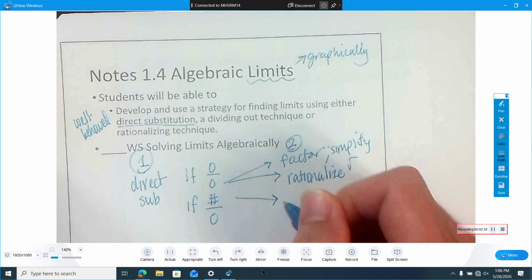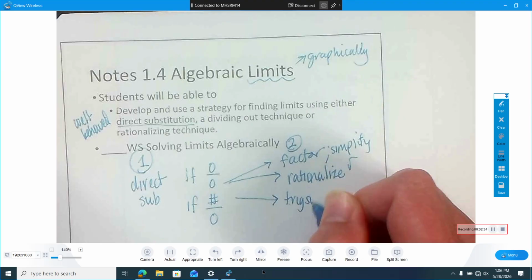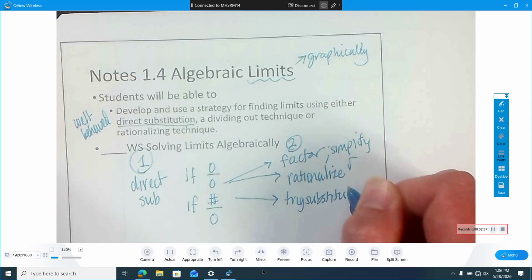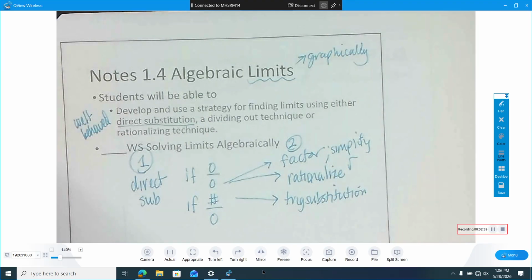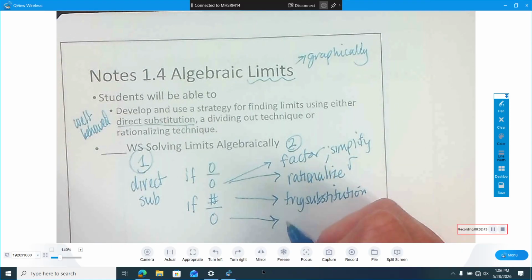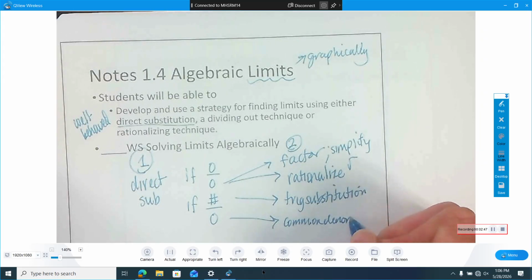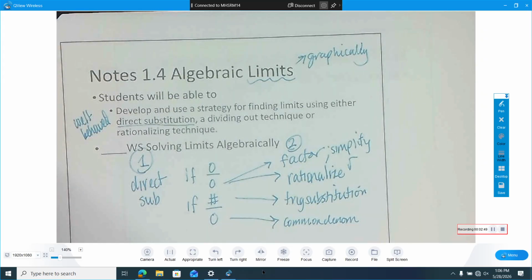Maybe we've got to do some trig substitutions. And maybe we need to get a common denominator, maybe because we're going to be adding fractions up and we need to do some simplifying. So maybe we're going to need to get a common denominator. All right, so these are all the different things that we do.